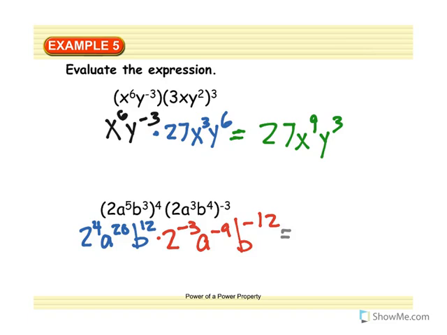Well, 2 to the 4th times 2 to the negative 3rd, when I add the powers, is just 2 to the 1st, so I'll call it 2. A to the 20th times a to the negative 9th, when I add the powers, is a to the 11th. B to the 12th times b to the negative 12th is b to the 0, which is 1, so I don't write anything. So after all of that is said and done, we're really just looking at 2a to the 11th.